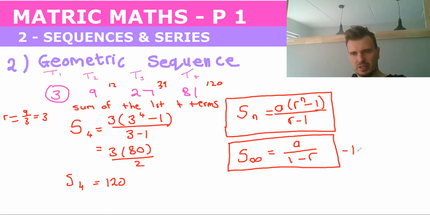It says -1 < r < 1, and you'll see this next to the formula. We'll see what that means.